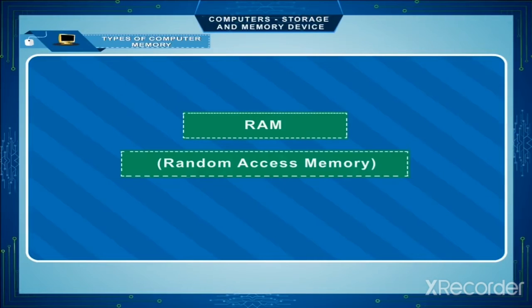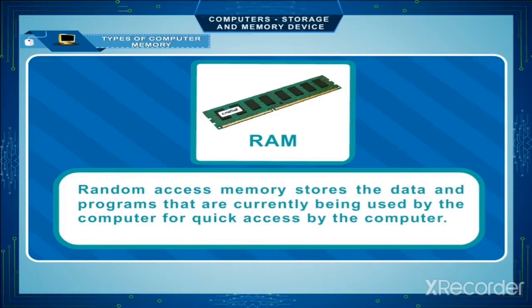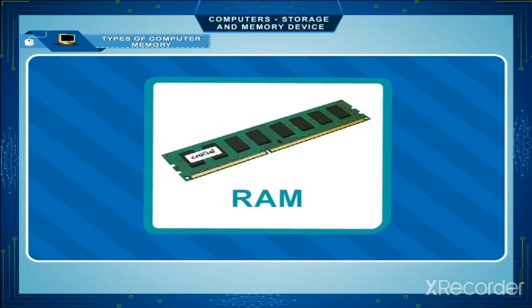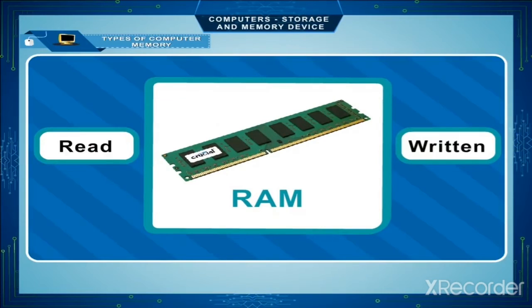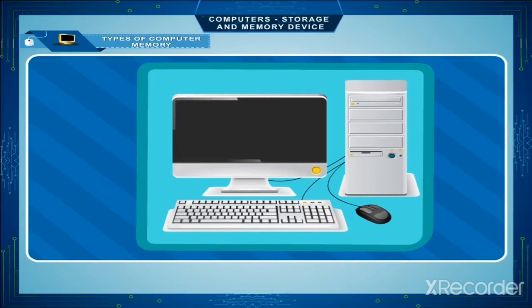RAM, Random Access Memory. Random access memory stores the data and programs that are currently being used by the computer for quick access by the computer. The RAM can be read from and written onto. Therefore, it is also known as read or write memory. Its contents are lost when the computer is switched off. Thus, it is a volatile or temporary memory.